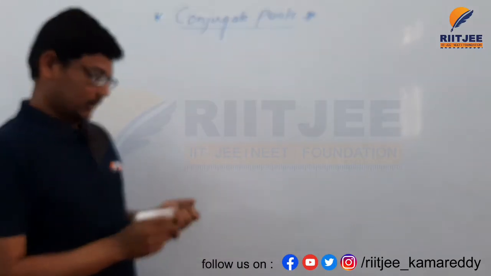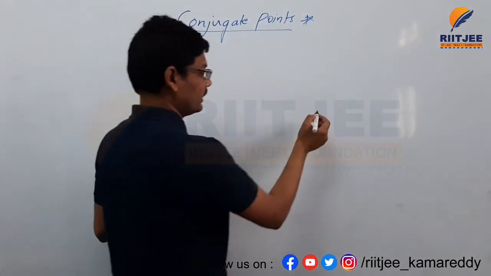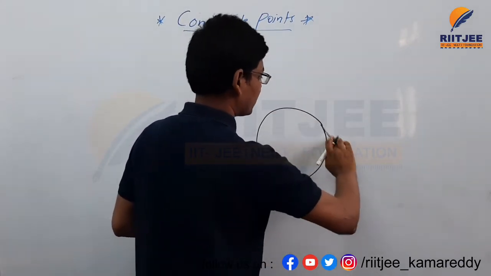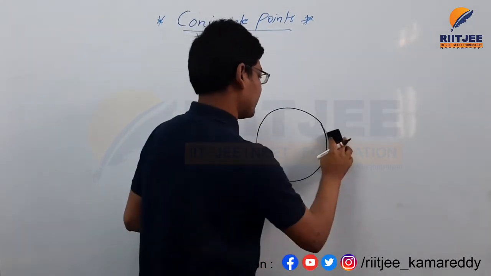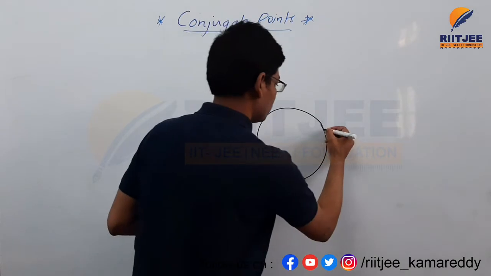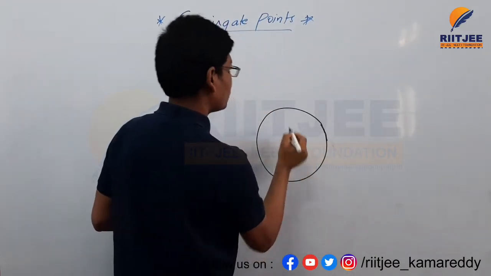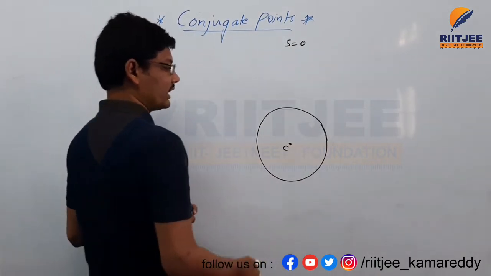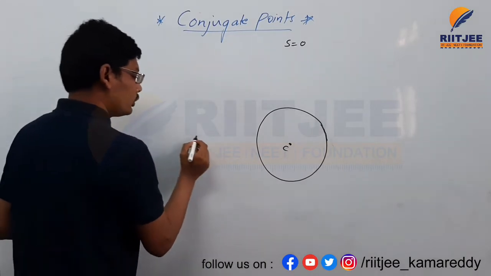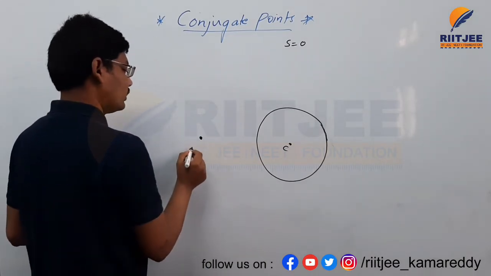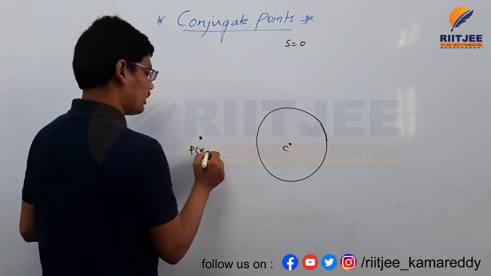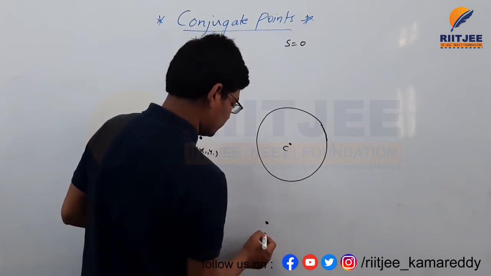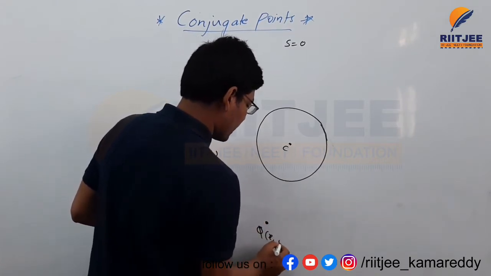Conjugate points are nothing but, let us take one circle here. This is S equal to 0, having center C and radius R for this circle, and I am taking two poles of this circle on a plane. Two poles. This is P, x1 comma y1, and one more pole, that is Q, x2 comma y2 here.